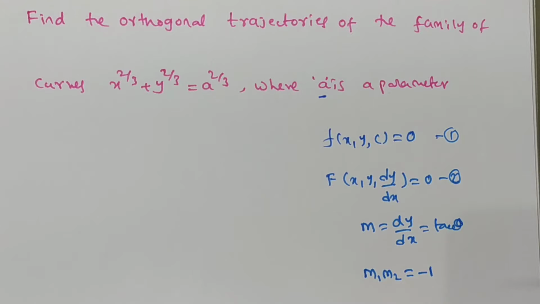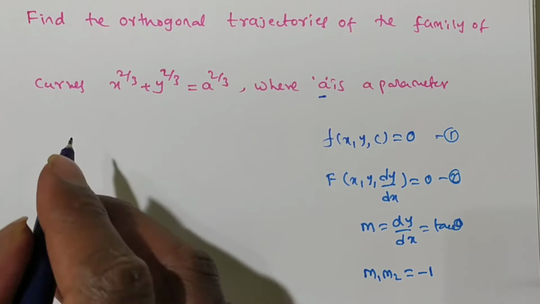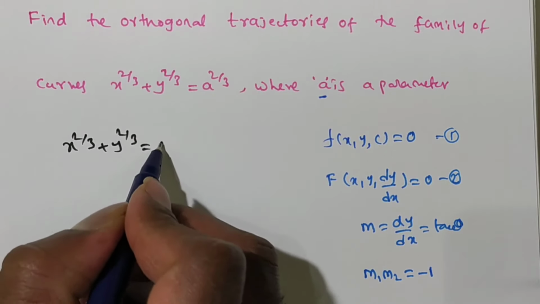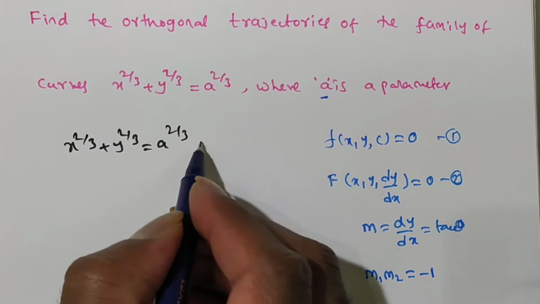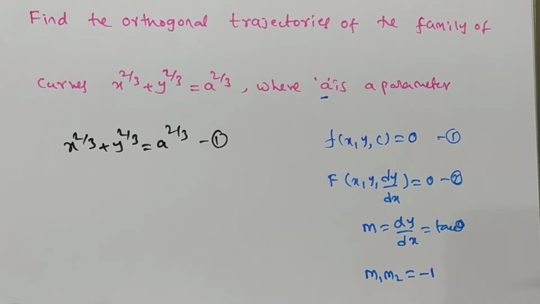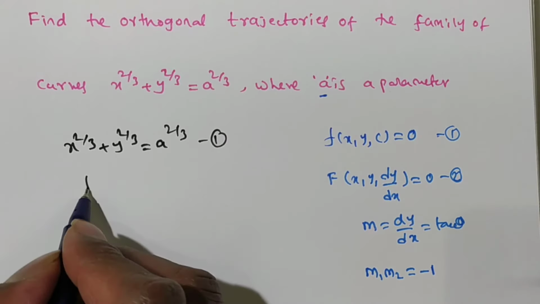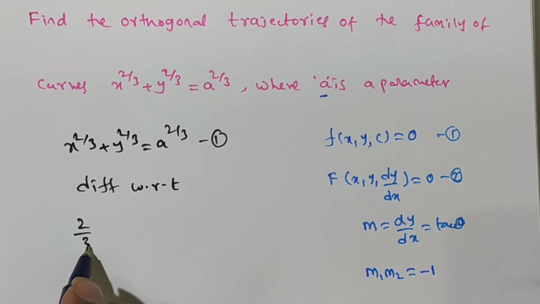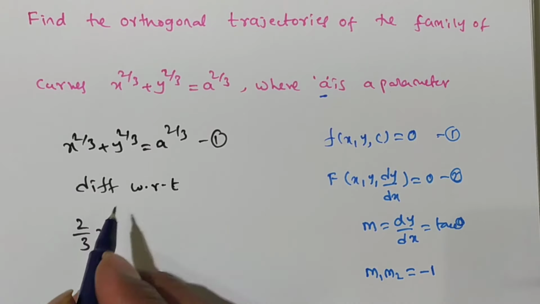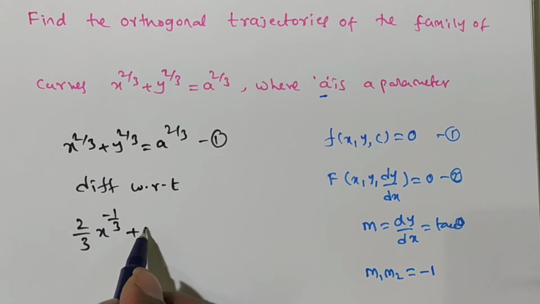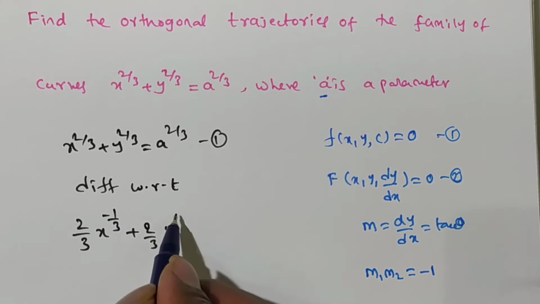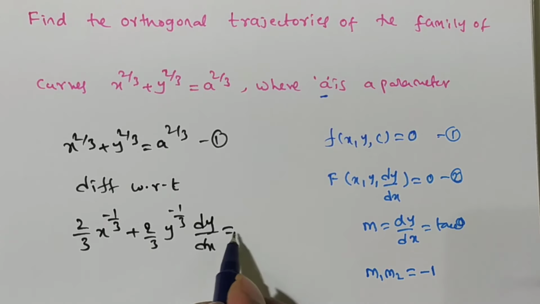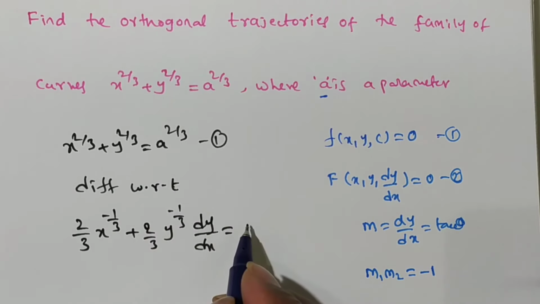That's it. Now you see, first, the given curve x to the power of 2/3 plus y to the power of 2/3 is equal to a to the power of 2/3 is considered as equation number 1. Now differentiate equation 1 with respect to x. Then you will have 2/3 into x to the power of 2/3 minus 1, that is minus 1/3, plus 2/3 into y to the power of 2/3 minus 1, that is minus 1/3, into dy by dx is equal to 0, since a is a constant and the derivative of a constant is 0.